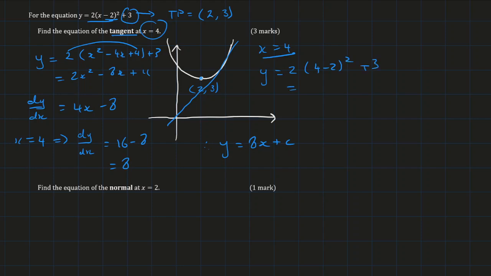So this would be 4 minus 2 squared. So that's 2 squared, which is 4. Multiplying by 2 is 8, plus 3 is equal to 11. So the coordinate is (4, 11).